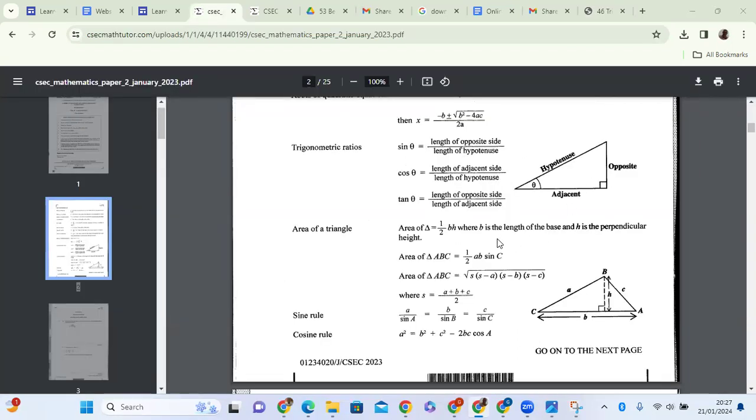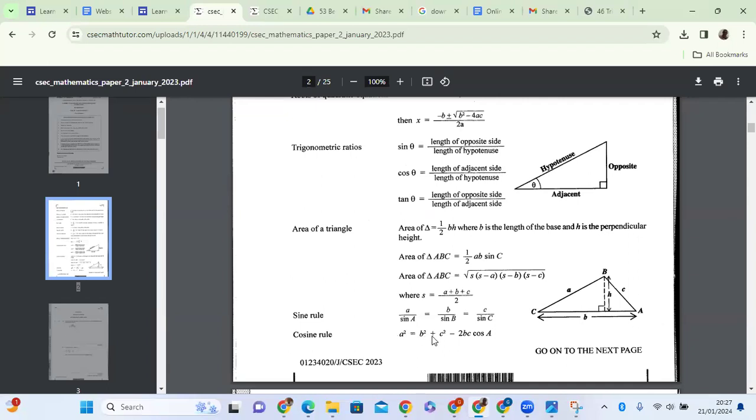So here's a section of the list of formulas that CXC is going to provide. And here is an oblique triangle that is labeled. And as you can see, each side is labeled with the lowercase, and the angle opposite to that side is the uppercase. Little b, opposite angle capital B. Little c, capital C, little a, capital A.